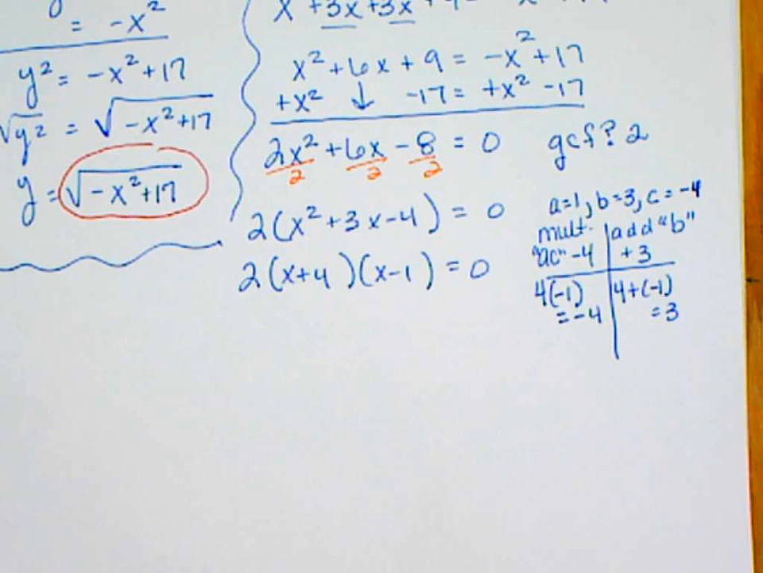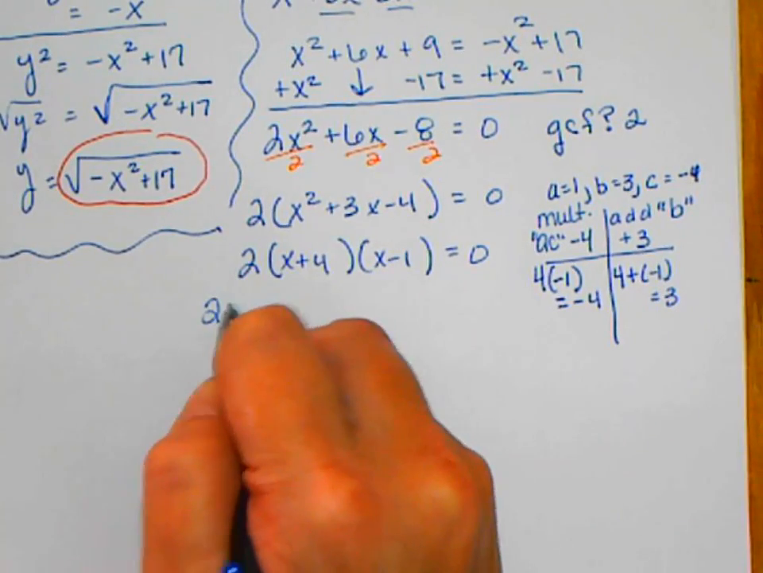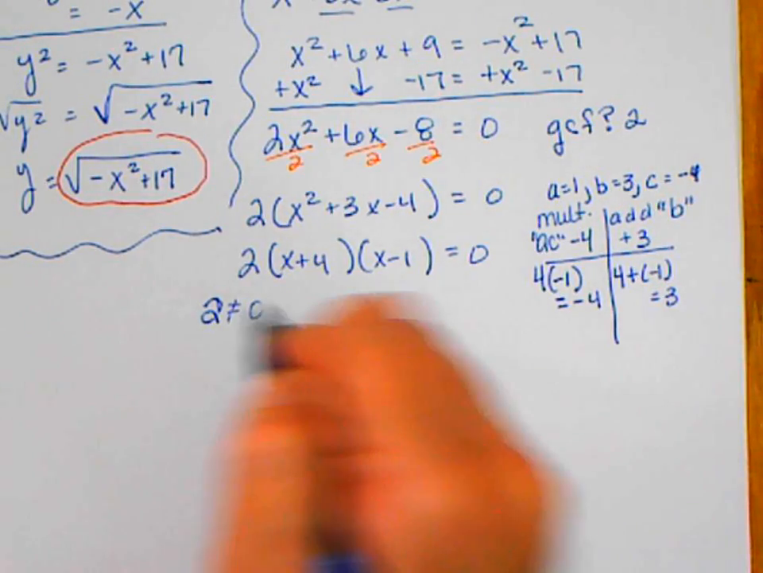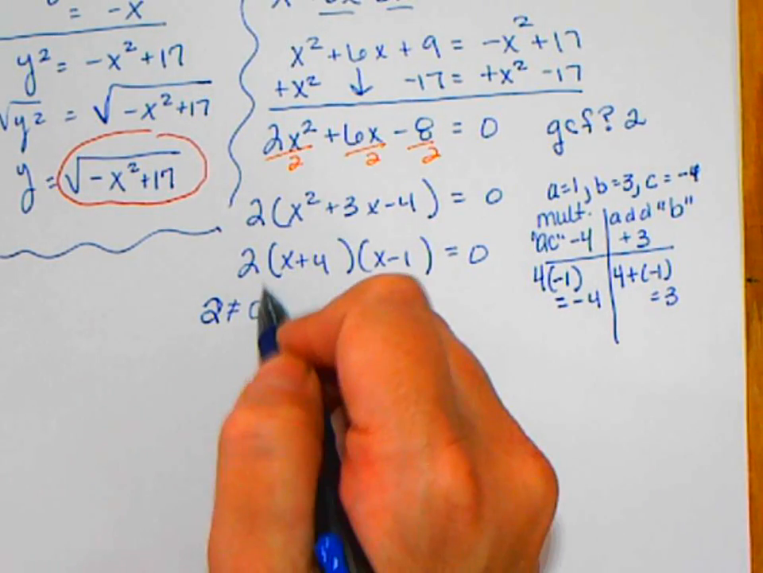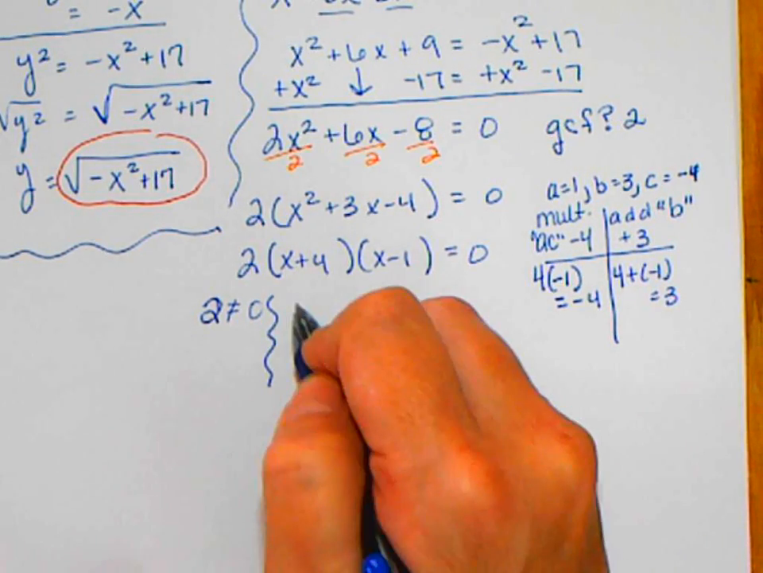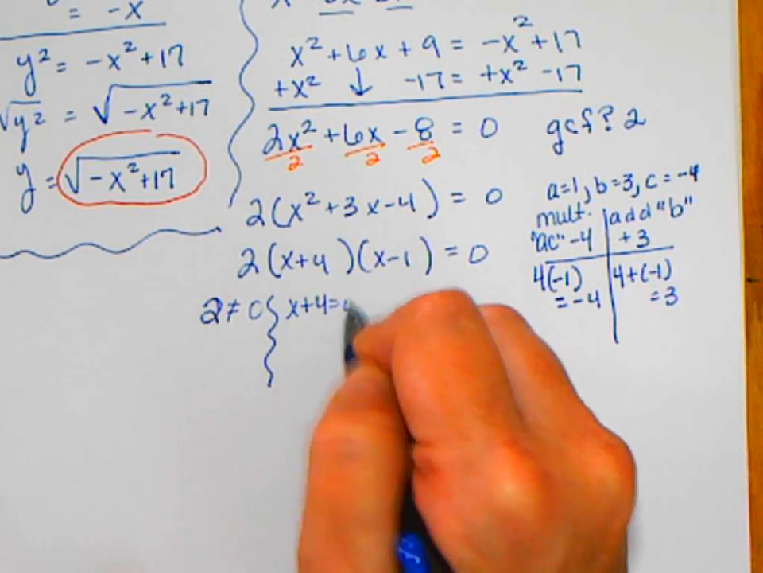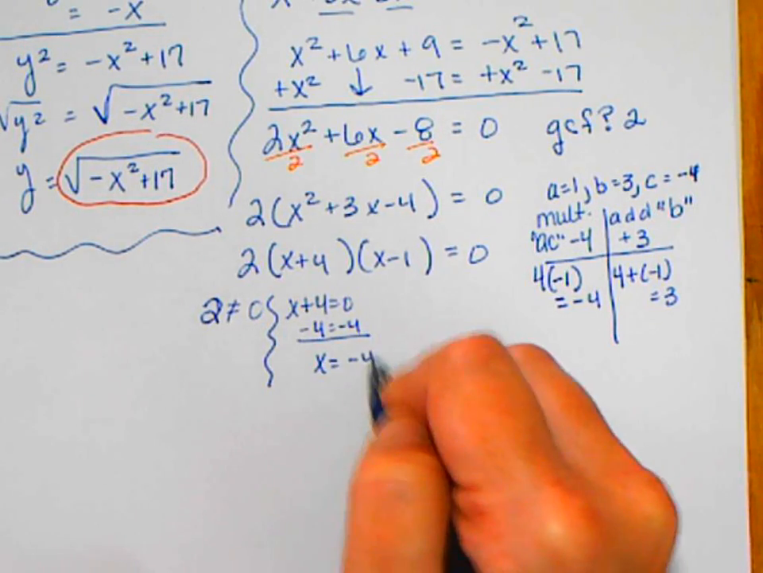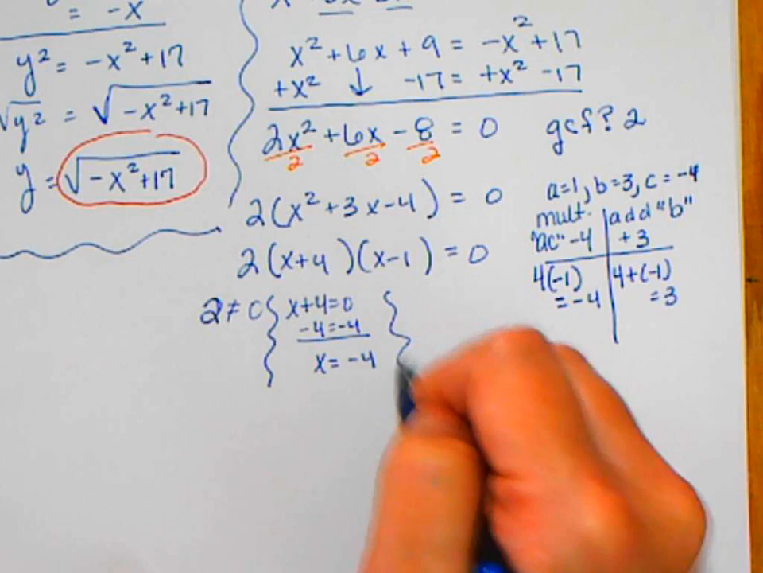How many solutions am I going to have? 2, but I see 3 factors. Exactly. Because when I set 2 equal to 0, 2 does not have a variable, and 2 does not equal 0, right? So while 2 is a factor, it does not help me with my solutions. If I set x plus 4 equal to 0 and solve for x, I get a solution of negative 4. So there's one solution.